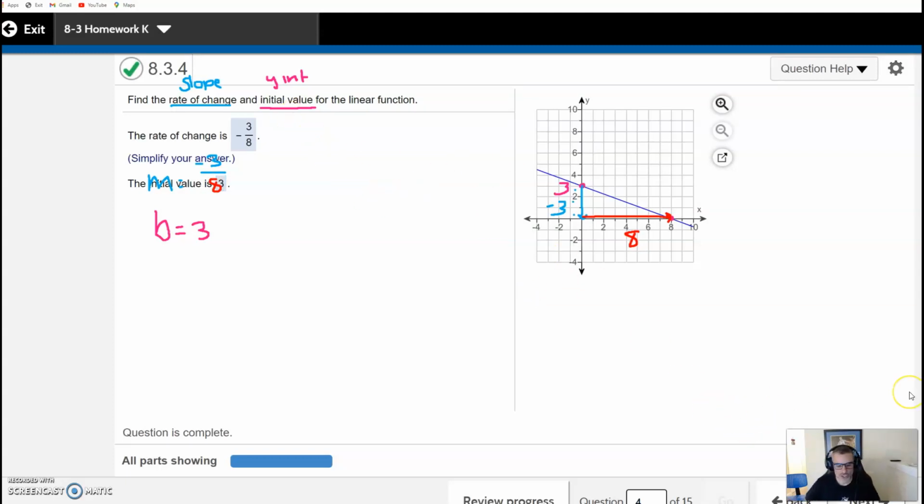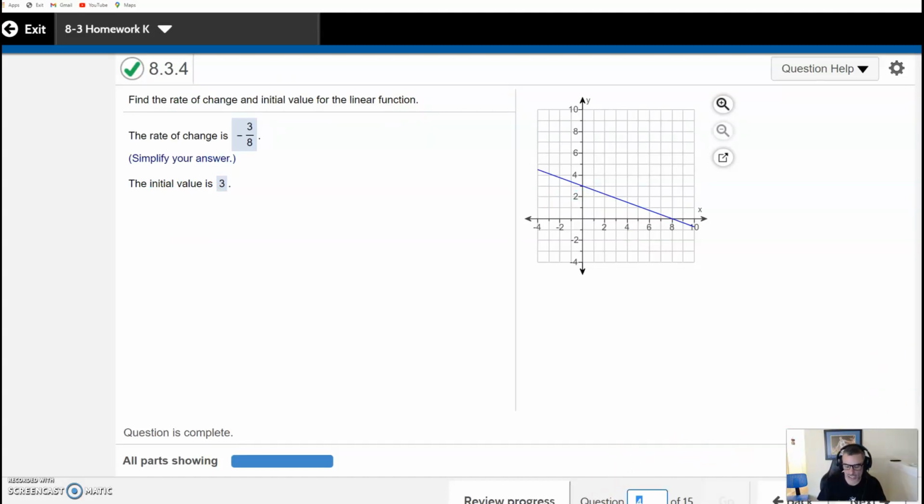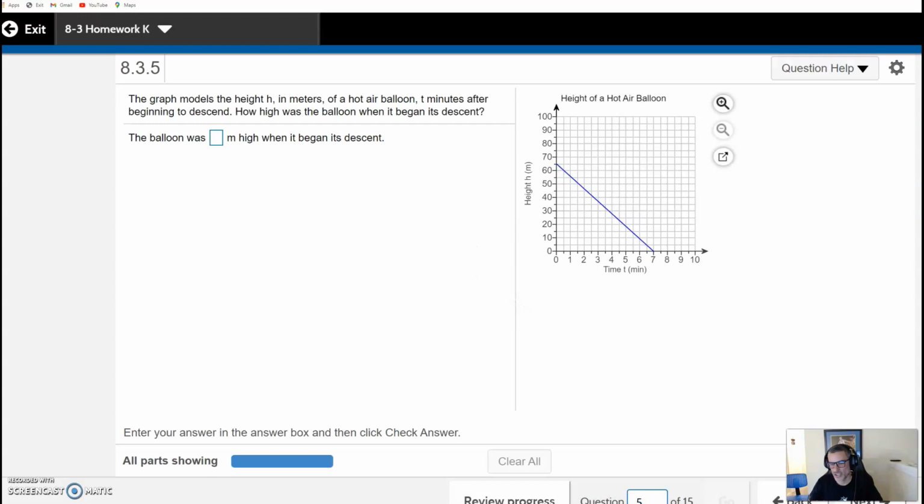All right, the last question I'm going to go over is number 5. Number 5 is a word problem, but it kind of demonstrates why we use this term initial value. It says the graph models the height h in meters of a hot air balloon t minutes after beginning to descend. How high was the balloon when it began its descent?